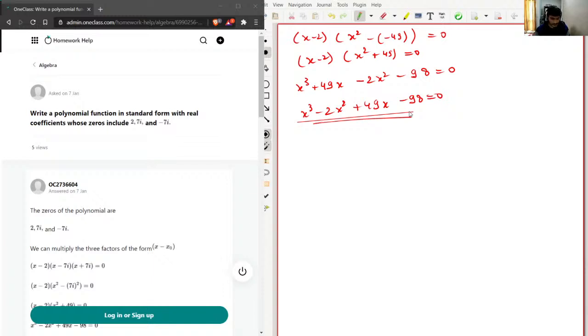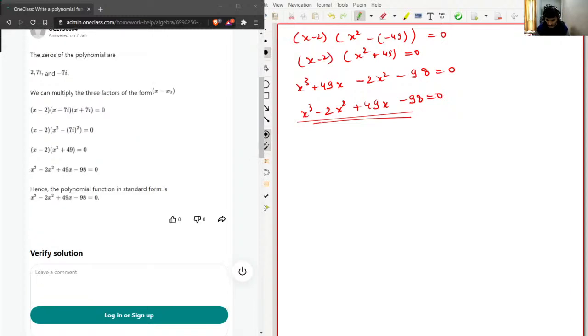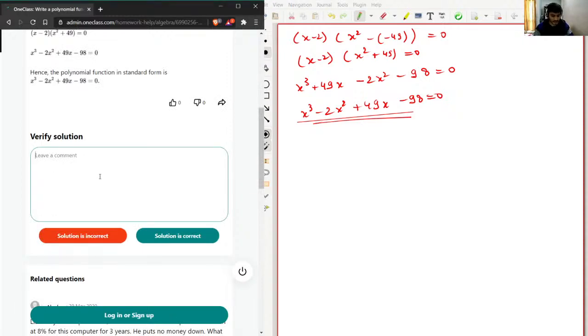So let's just check the solution given by Junior Tutor. x cube minus 2x square plus 49x minus 98. So yeah, we have got the correct solution here, and the procedure is also correct, I think. So I'll just write correct solution. Good work.